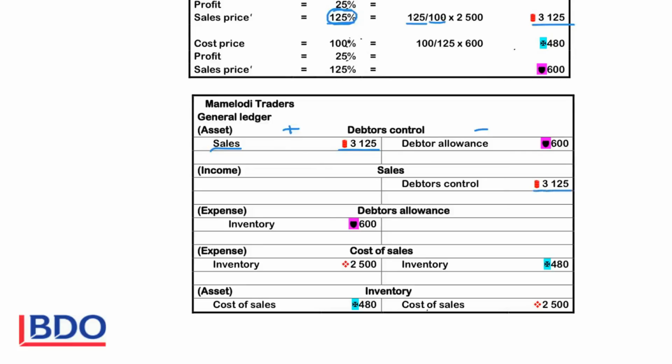Sales is credited to indicate that the income increased on the credit side, and we will write the words debtors control to indicate that this double entry is in the debtors control account. Then we will debit the cost of sales account, that is an expense. Expenses increase on the debit side, so we indicate that the expense for cost of sales increased with the 2,500 cost price of the goods that was sold, and the inventory account will be credited.